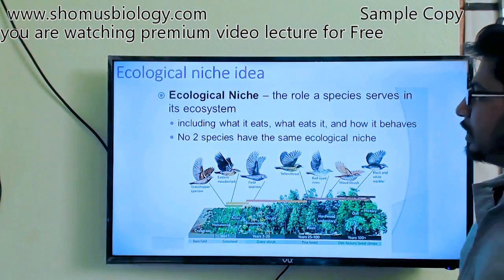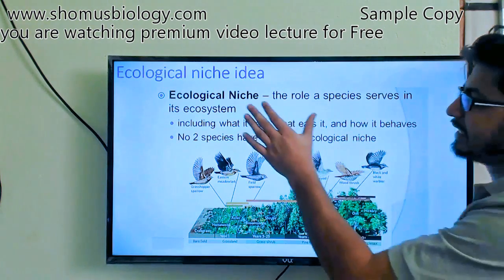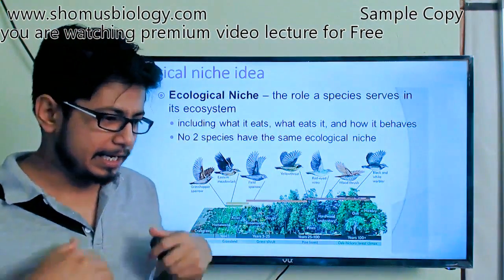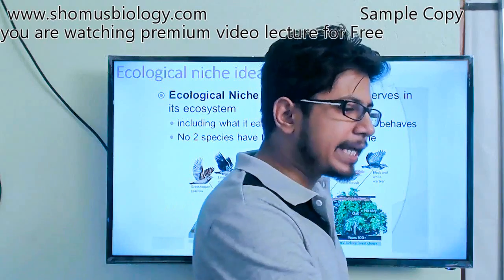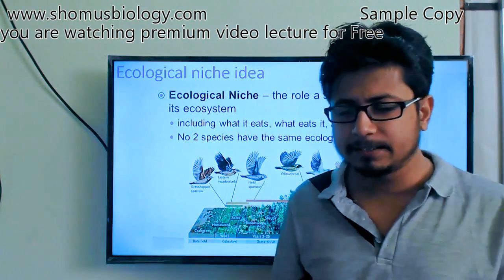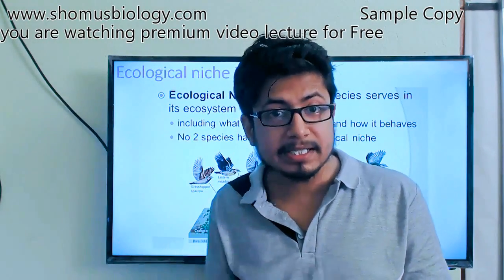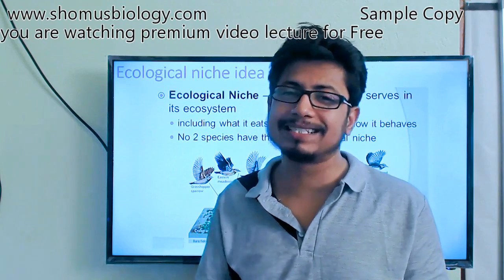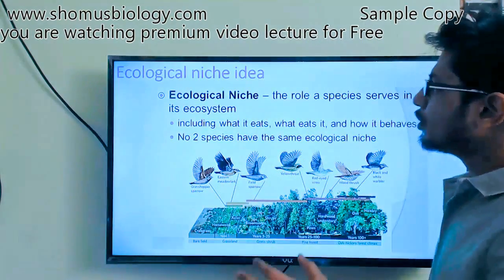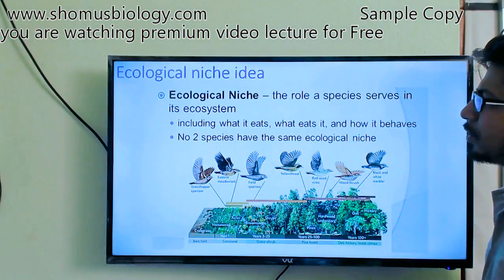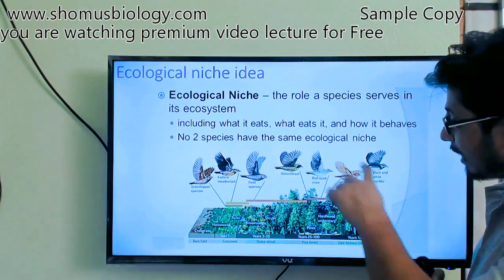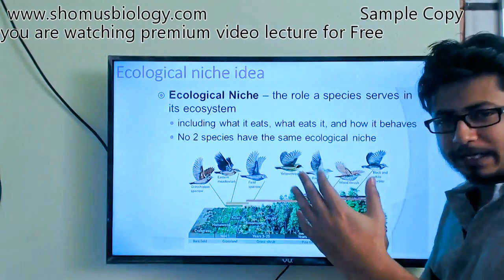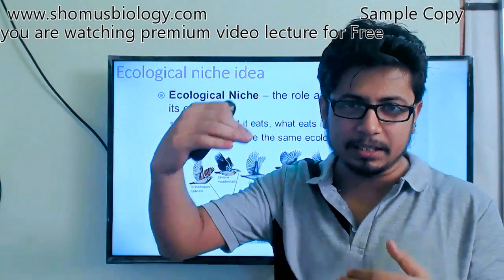Now, the idea of ecological niche is the role a species serves in its ecosystem. It's the concrete role of that organism in the environment. That means if we take out that organism, there should be some impact on that environment. If that organism is present in that environment, there should be some functional role played by that organism. That is known as that organism's niche. So this ecological niche includes what it eats and how it behaves. So it's like the trophic levels, the position of the organism in the trophic level.